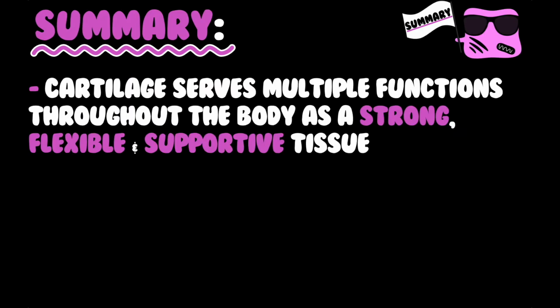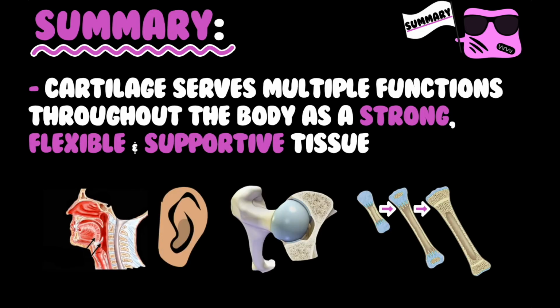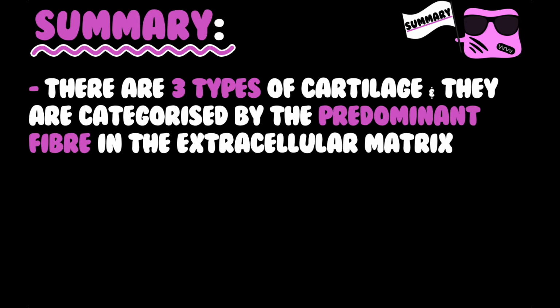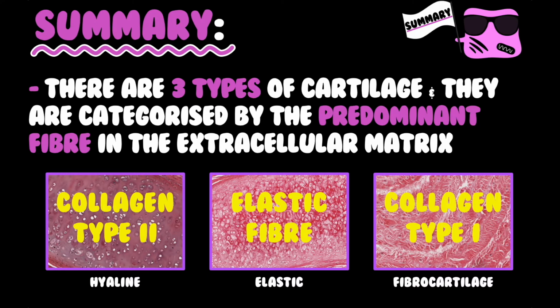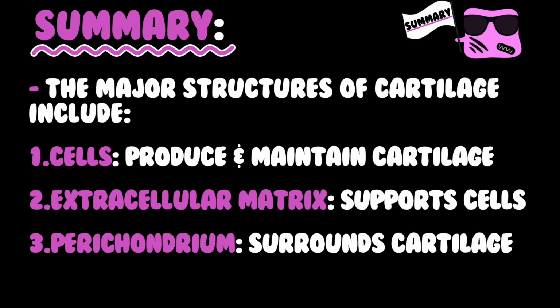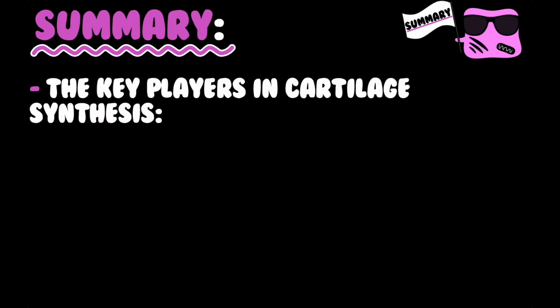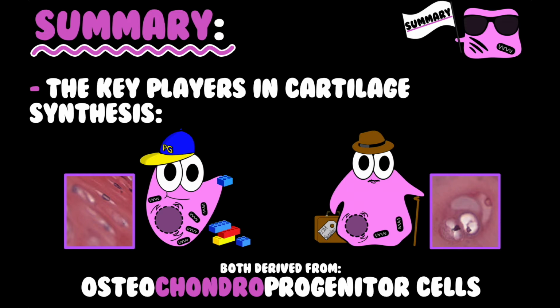Okay, so as a summary, cartilage serves multiple functions throughout the body as a strong, flexible and supportive tissue. There are three types of cartilage and they are categorized predominantly by the fiber in the extracellular matrix, such as collagen type 2 fibers in hyaline cartilage, elastic fibers in elastic cartilage, and collagen type 1 fibers in fibrocartilage. The major structures of cartilage include the cells which produce and maintain cartilage, the extracellular matrix which supports the cells, and the perichondrium surrounding cartilage. And the key players in cartilage synthesis include the chondroblasts and the chondrocytes, both derived from osteochondral progenitor cells.